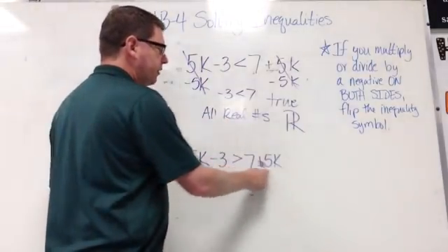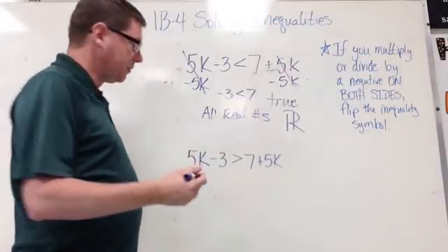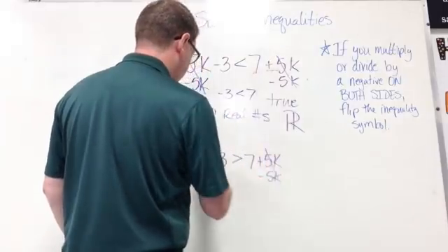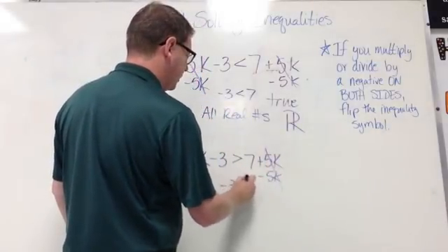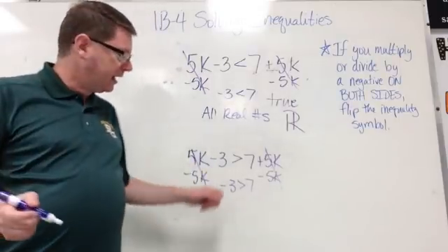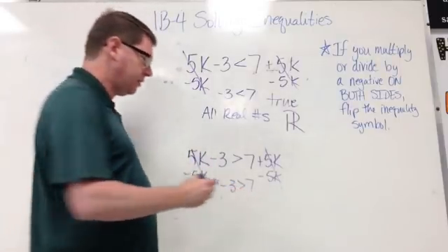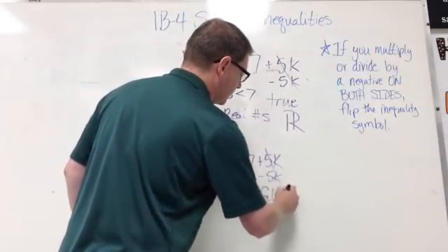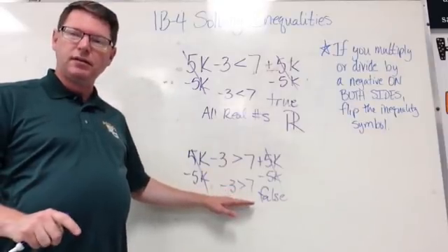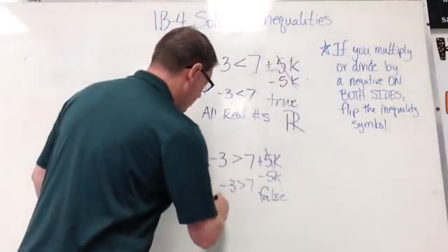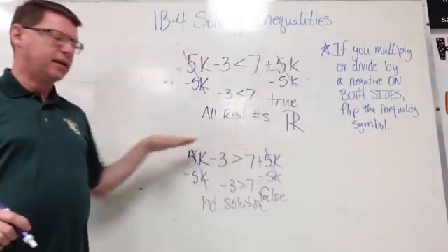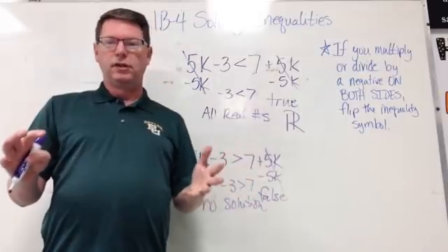Well, let's look at another weird situation. We've got 5k minus 3 is greater than 7 plus 5k. We'll do the same thing. Subtract 5k from both sides. All those 5k's cancel out, and I'm left with negative 3 is greater than 7. Is that true? No. Negative 3 is not greater than 7. That's a false statement. And if I am ever left with no more variables and I get a false statement, then the answer is no solution. There is no number that I can plug into this inequality statement to make it true. Never going to happen.